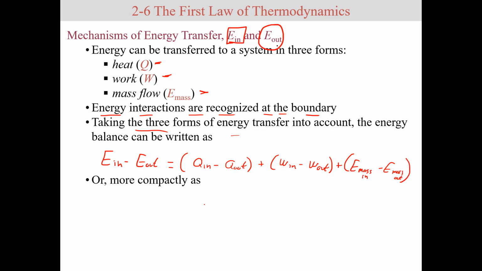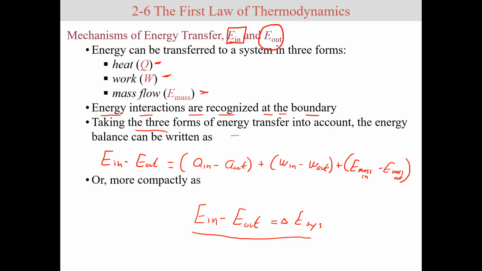And if you want to write this more compactly as it was earlier, it is E in minus E out equals delta E system. The basic, most fundamental, reduced, compact, written version of the first law.